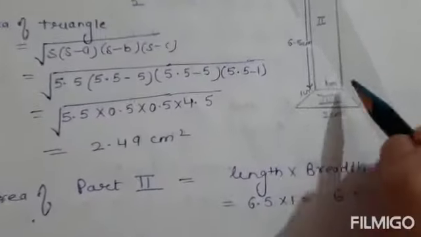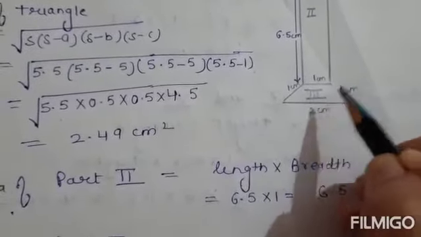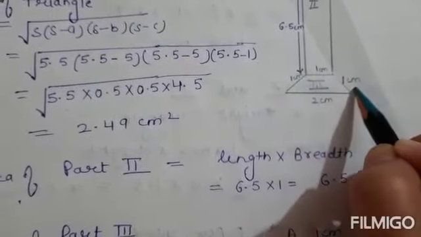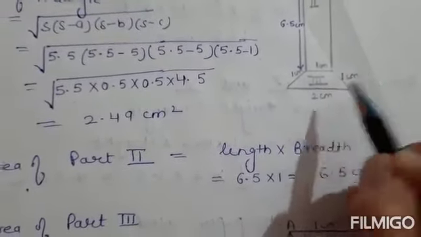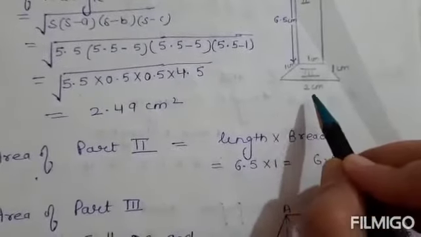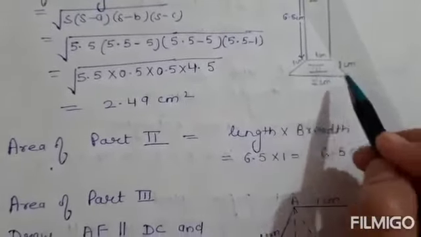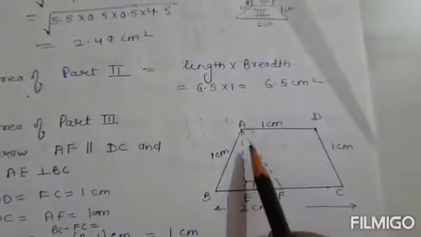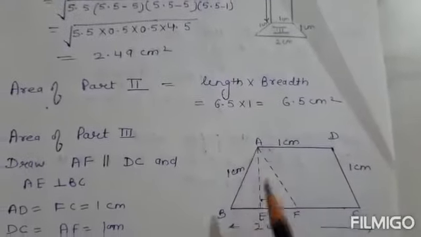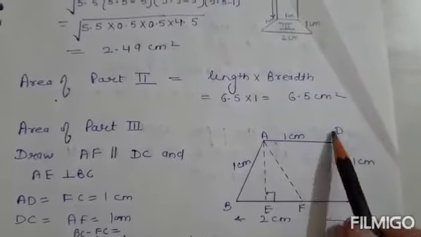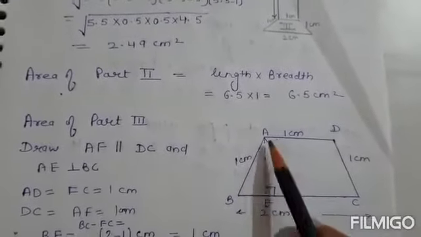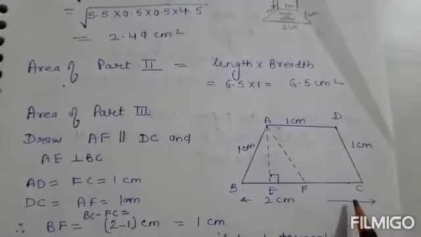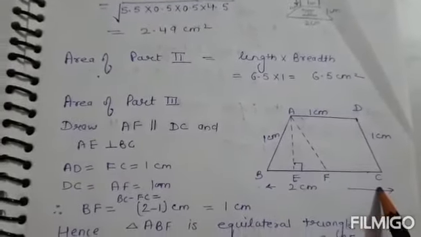Now for part 3. This is a trapezium shape. Right? 3 sides: 1, 1, 1. These 3 sides are equal to 1 centimeter. And this is equal to 2 centimeter. Now you need to find the area of the trapezium. This is your trapezium. Let this be A, B, C, D. These 3 sides AB, AD, DC are given to be 1 centimeter and this side BC is given to be 2 centimeter.